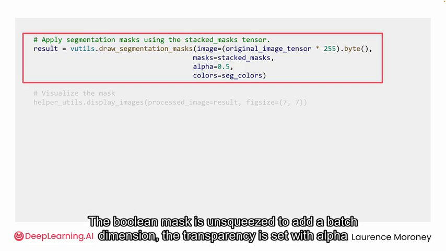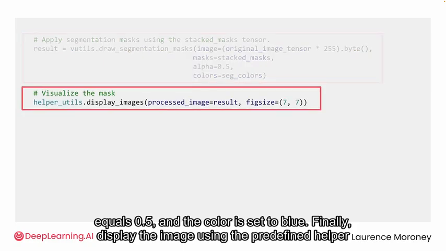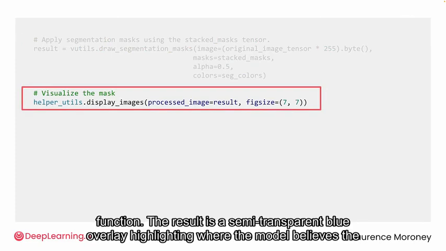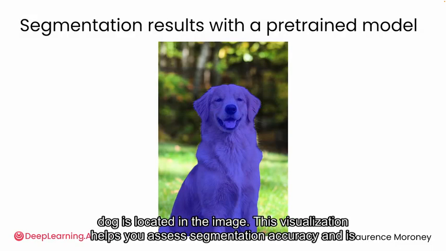The Boolean mask is unsqueezed to add a batch dimension, the transparency is set with alpha equals 0.5, and the color is set to blue. Finally, display the image using the predefined helper function. The result is a semi-transparent blue overlay highlighting where the model believes the dog is located in the image.